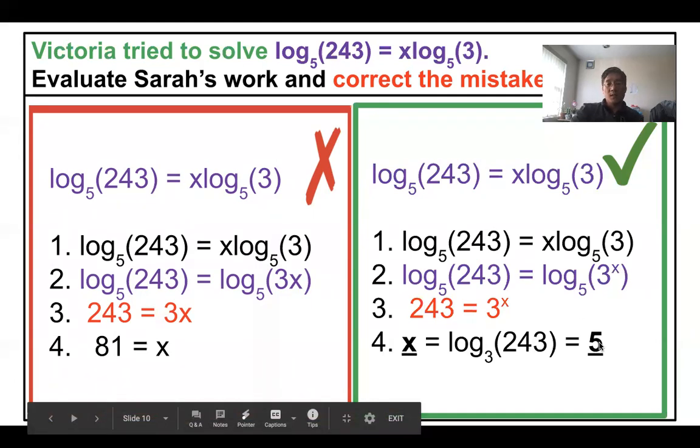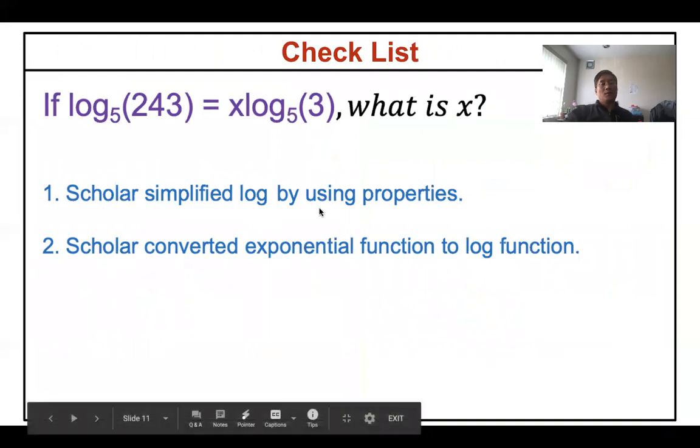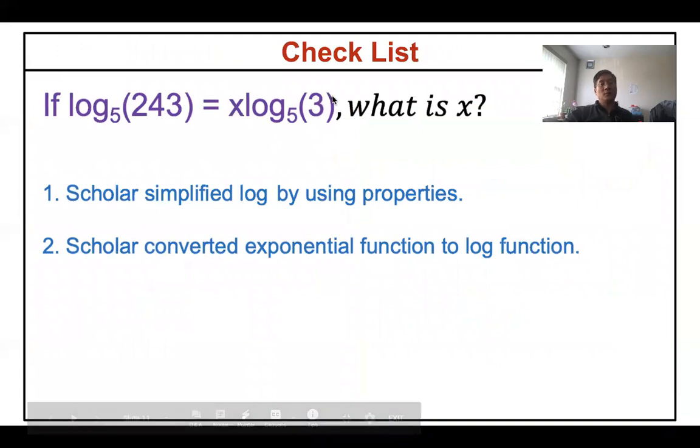Does everybody understand? So let's check your understanding. What do you do? How to solve for x here? First, simplify the log, right? By using what property? In this case, you need to move x to the exponent, because when you have a power, you multiply it to the log. And then you can convert the exponential function to the log function, and solve it.